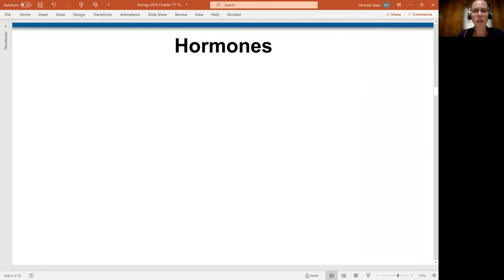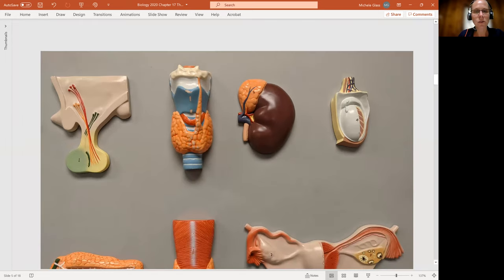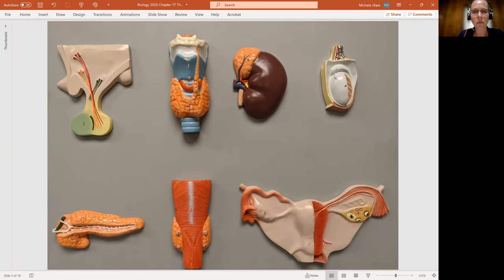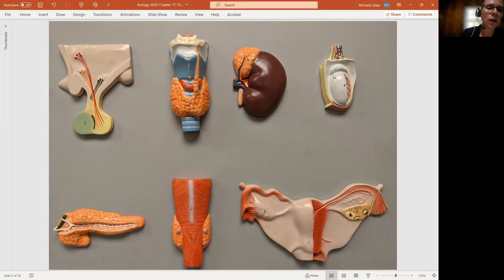So this model here is also used in our lab to help us see these structures that we've talked about. What we're seeing over here is the hypothalamus. Hypothalamus, remember, is at the base of the diencephalon. And then we can see the front lobe of the pituitary, which we can call the adenohypophysis, and the posterior lobe of the pituitary, which we can call the neurohypophysis. And remember, this whole gland is the pituitary gland.